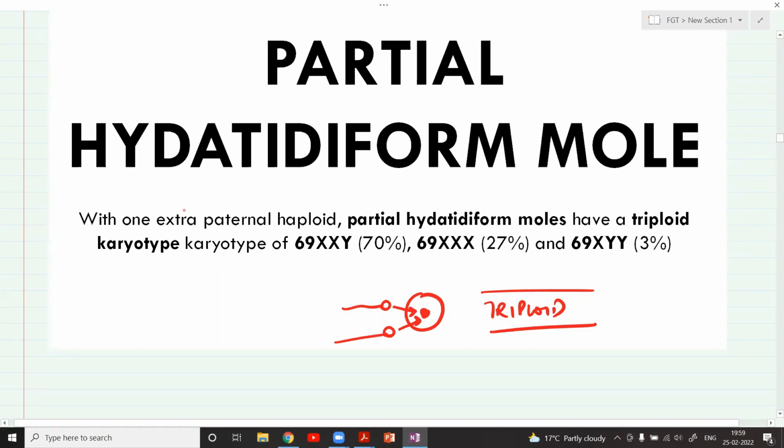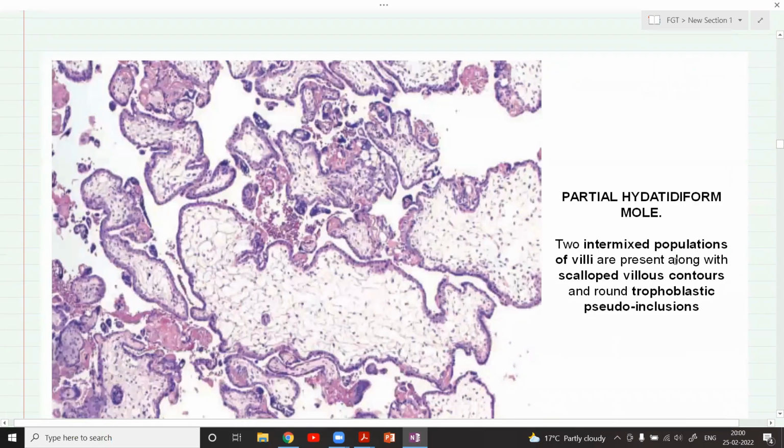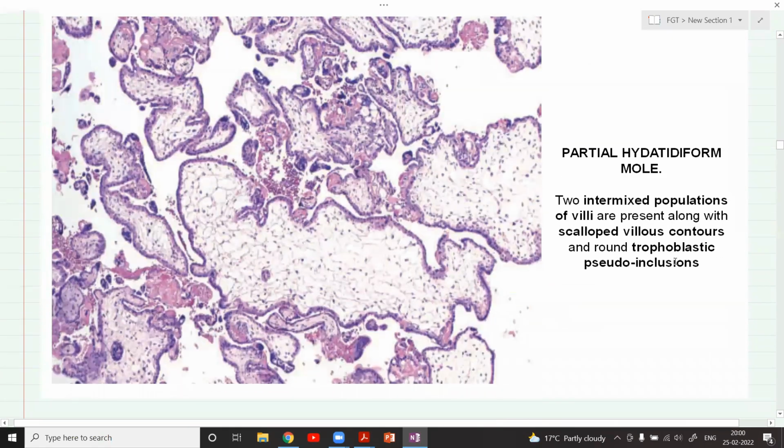So with one extra paternal haploid set, partial hydatidiform mole has a triploid karyotype. As I told you, it can be XXY 70%, triple X 27%, and XYY around 3%. Okay, this is the distribution. Now you all tell me, I just showed you and taught you about complete hydatidiform mole. What do you understand from this diagram? What is different?